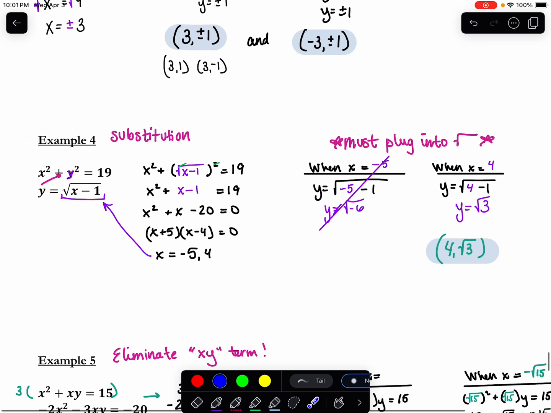Okay, so again, when you have a square root in your system, you can solve by substitution. Once you get your values for your first variable, make sure you plug them back into the square root equation to get the partner, because you might end up with one of your x values not actually being a solution. And you'll only know that it's not going to work out if you plug it into the square root function.